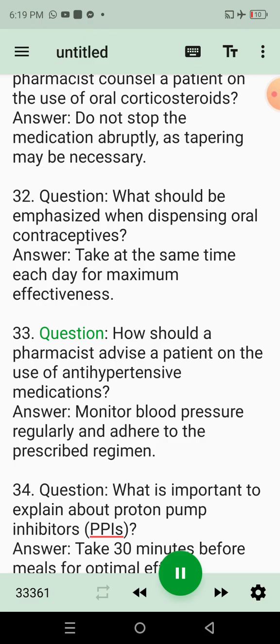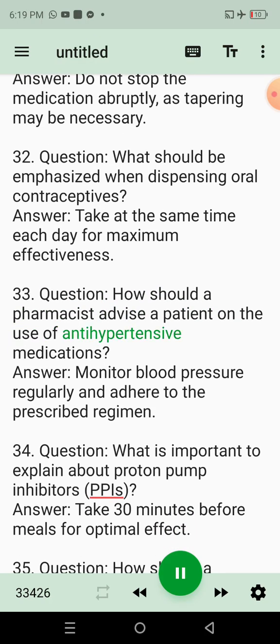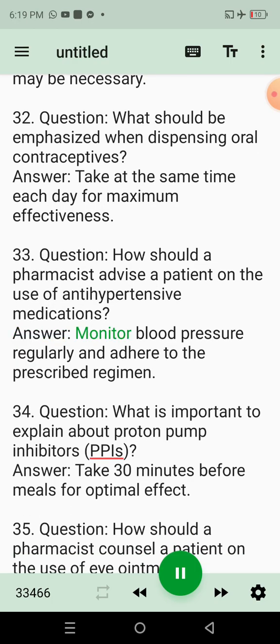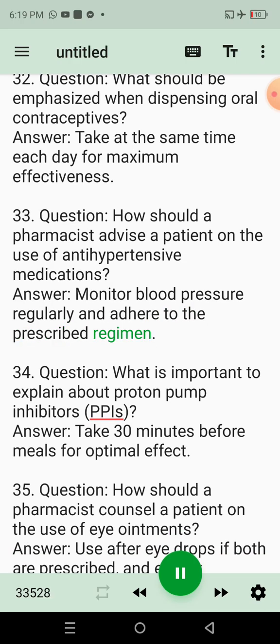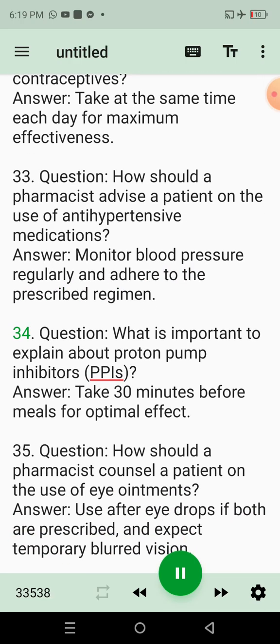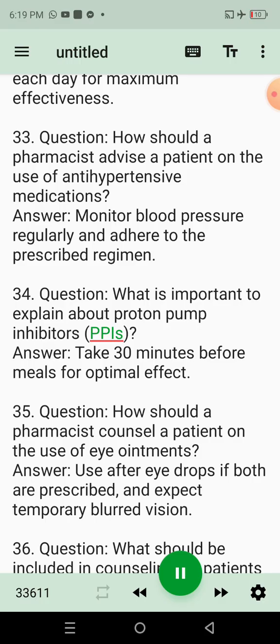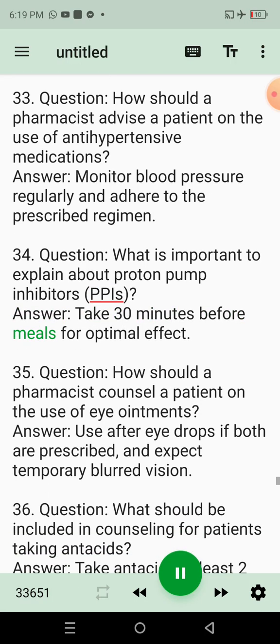33. Question: how should a pharmacist advise a patient on the use of antihypertensive medications? Answer: monitor blood pressure regularly and adhere to the prescribed regimen. 34. Question: what is important to explain about proton pump inhibitors (PPIs)? Answer: take 30 minutes before meals for optimal effect.